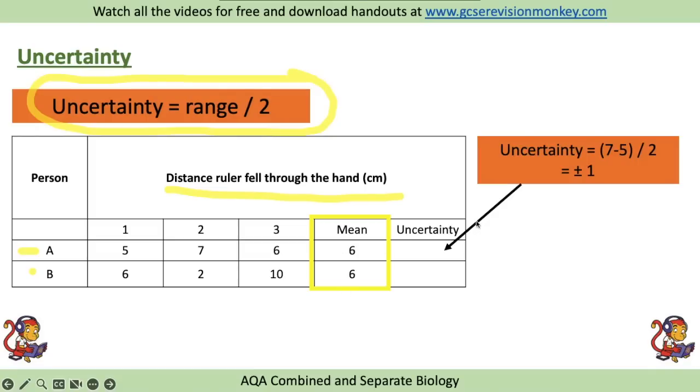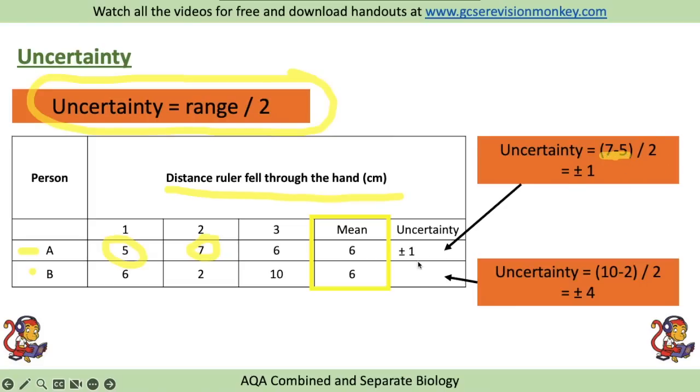So uncertainty in the person A's case would be 7 minus 5 divided by 2, because the biggest number is 7, smallest number is 5. That gives us our range, and then divided by 2. So our uncertainty would be plus or minus 1. And then the uncertainty for the second set of data would be plus or minus 4, because the biggest number is 10, smallest number is 2, and that would give us our range, 10 minus 2 divided by 2.